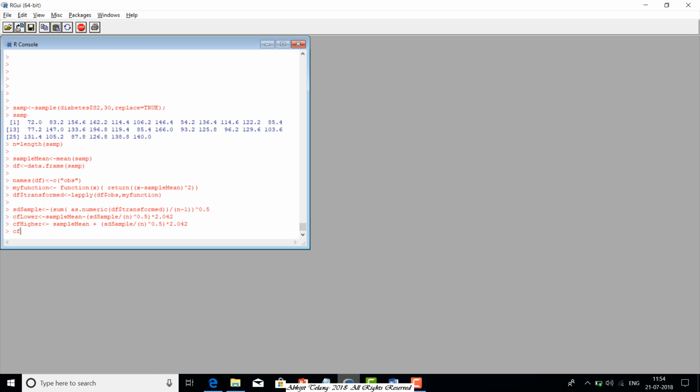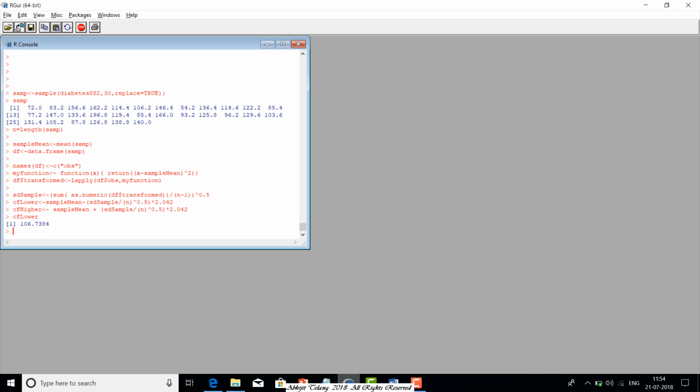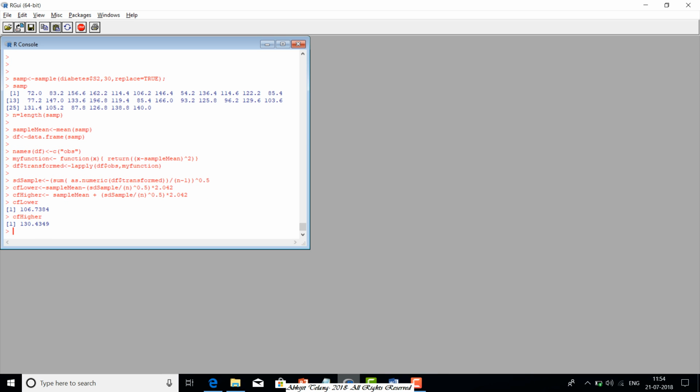Let's look at what those values are. So we have 106 at the lower side, and we have 130 on the higher side. So that's roughly our confidence interval, where we can say with 95% confidence that the population mean may reside somewhere in the middle, right, between these two extremes.